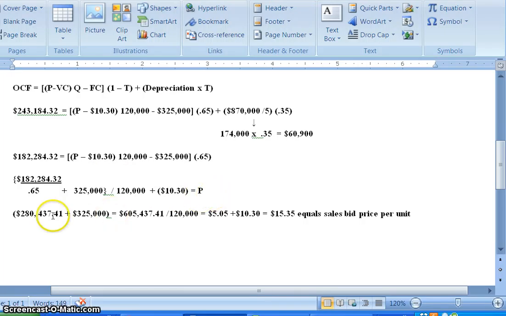So when I do that, the $182,284.32 divided by 0.65 gives me $280,437.41. I'm going to add that to the 325,000. That gives me $605,437.41. Divide that by the 120,000. That gives me $5.05 plus the $10.30 in variable cost. Means I need to charge $15.35 per unit as my bid price.